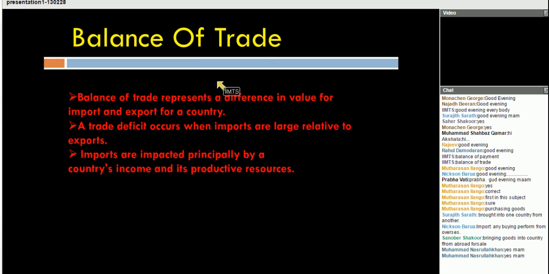When we talk about export and import trade, two terms, balance of trade and balance of payment, come into consideration. Balance of trade, as I have discussed with you in one of my previous classes, is the difference in the value of import and export of a country. Balance of trade includes only the visible items. Can you tell me some of the visible items which we include in the balance of trade?